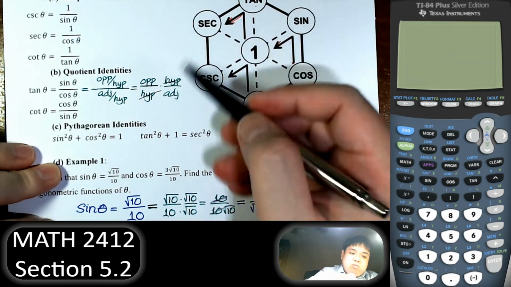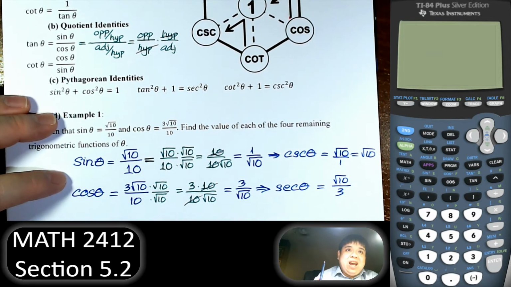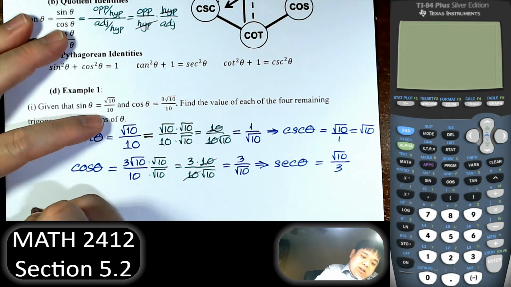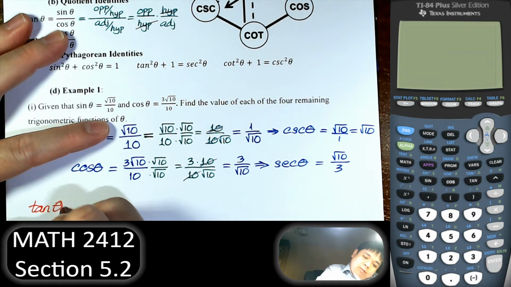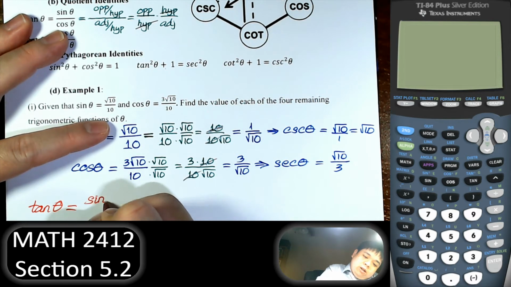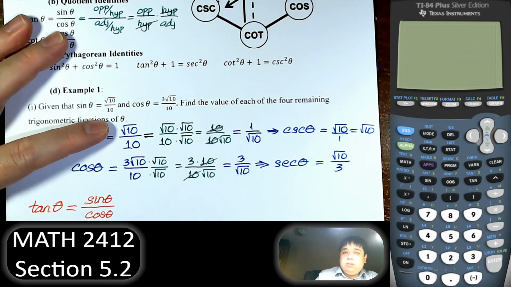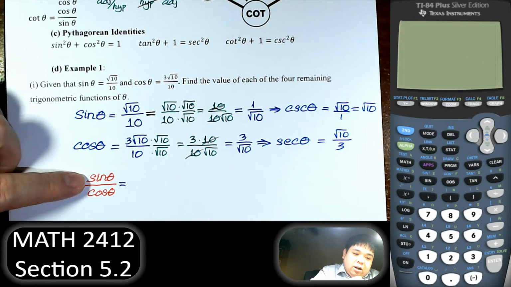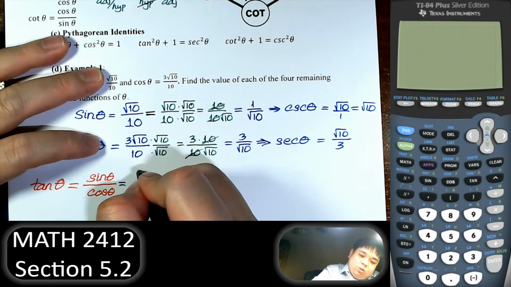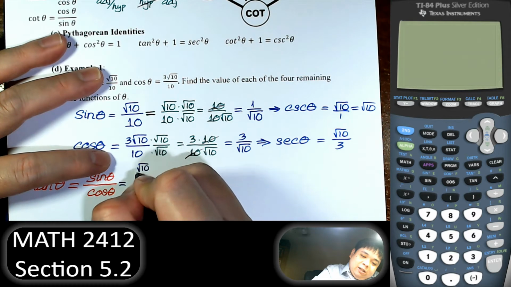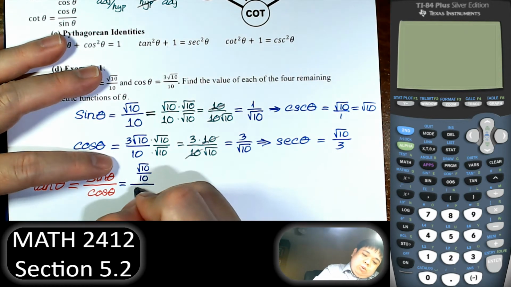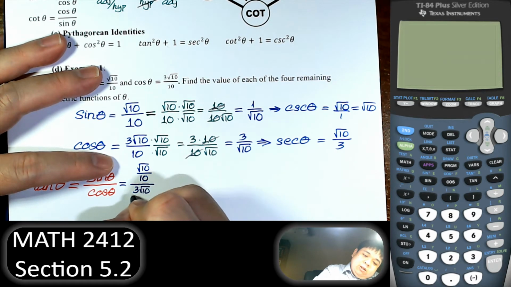Then to determine the others, it's easy. We can use a trigonometric function here. We need tangent, right? Because we have sine and cosine already. So we use tangent is equal to sine over cosine. Sine is, we use this, square root of 10 over 10, over cosine, 3 square root of 10 over 10.